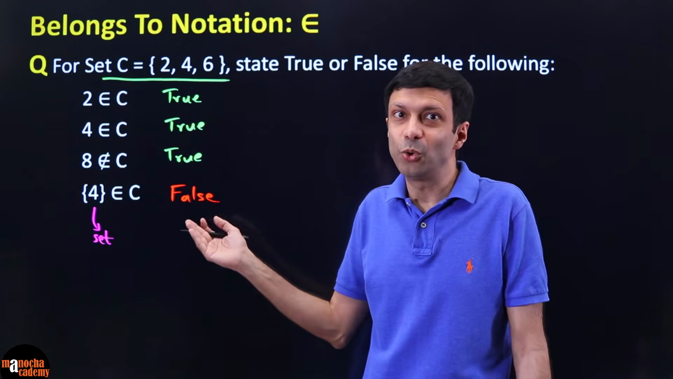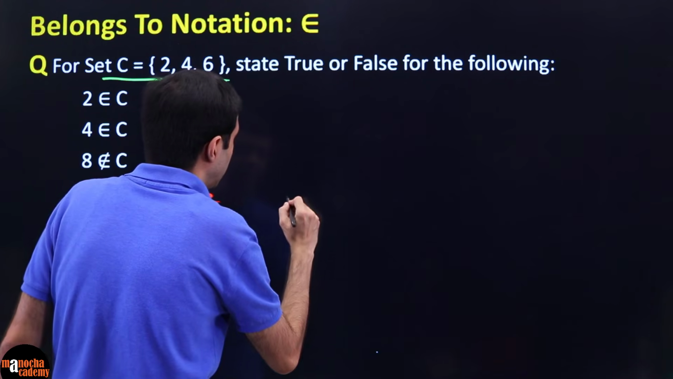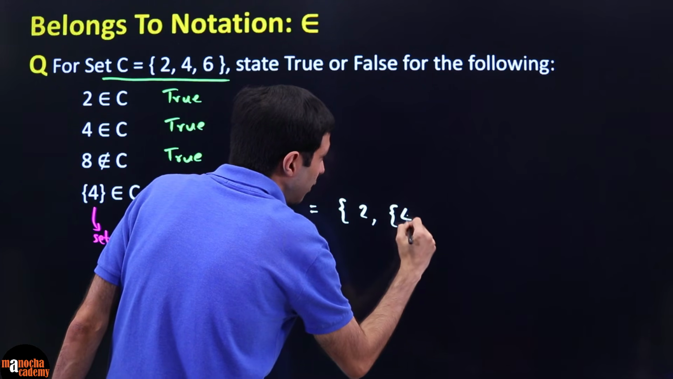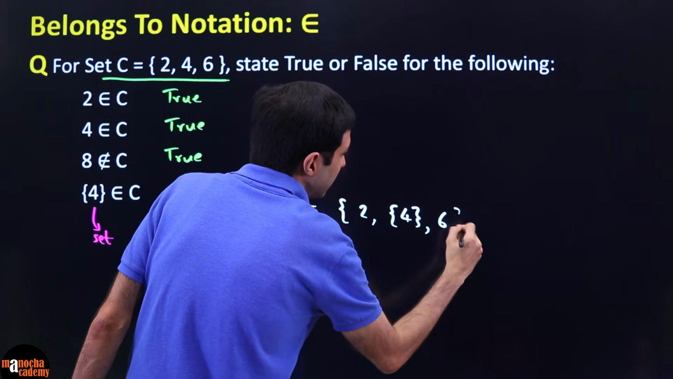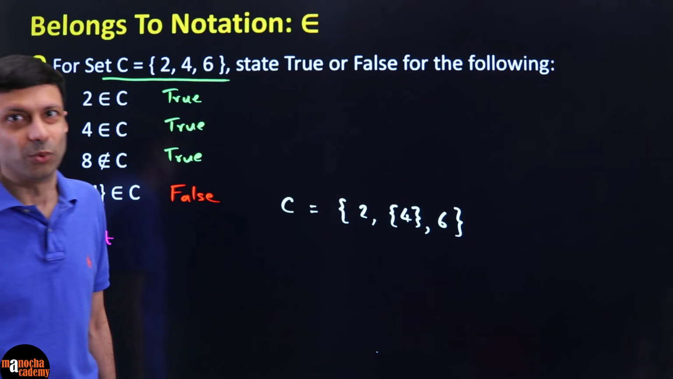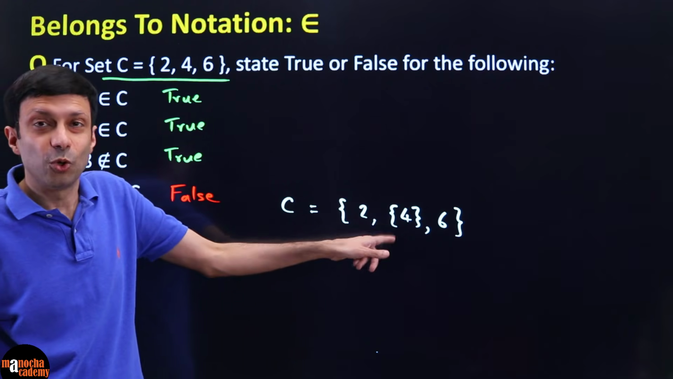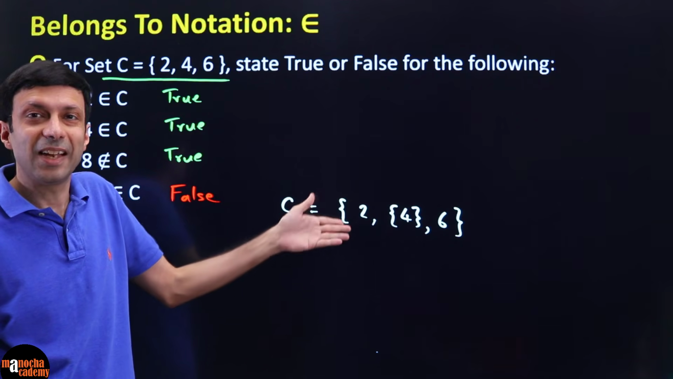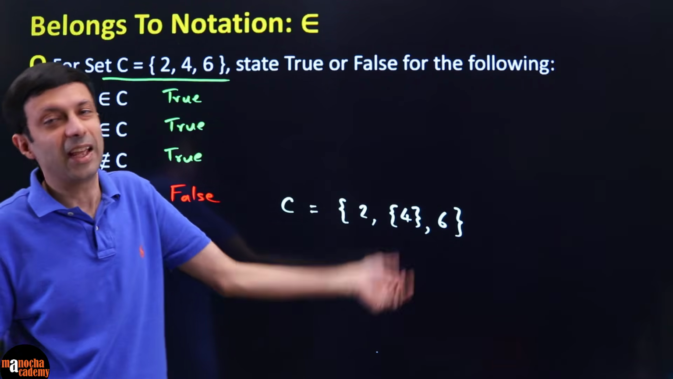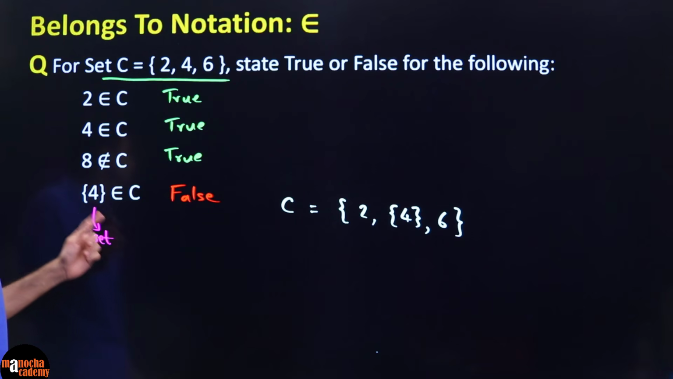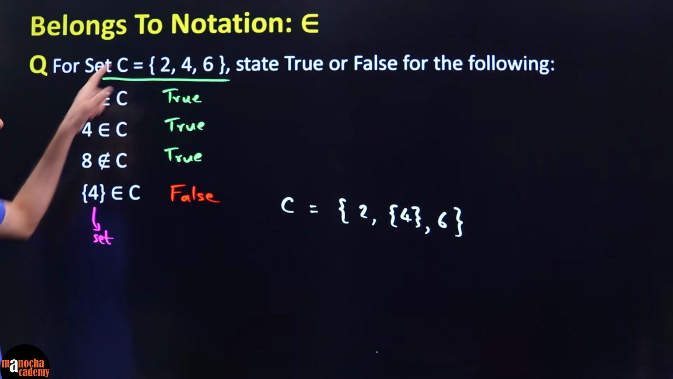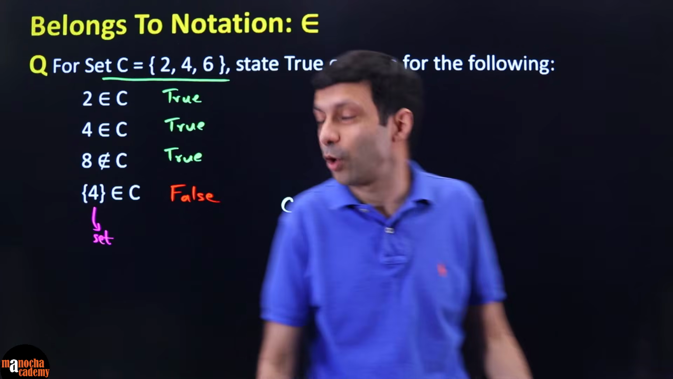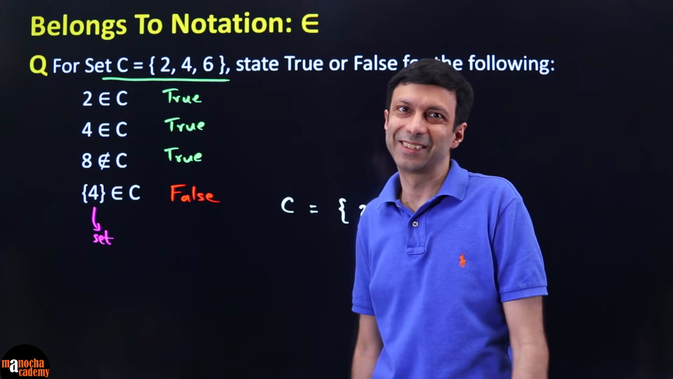When would it have been true? If the set C was something like this: 2, if it had the set {4, 6}, then it would have been true. So yes, you can put a set within a set. This is absolutely allowed. Sets can also contain sets. Then it would have been true. But here it is not true because this does not have this set {4} in it. This is a very important point, so please keep it in mind.